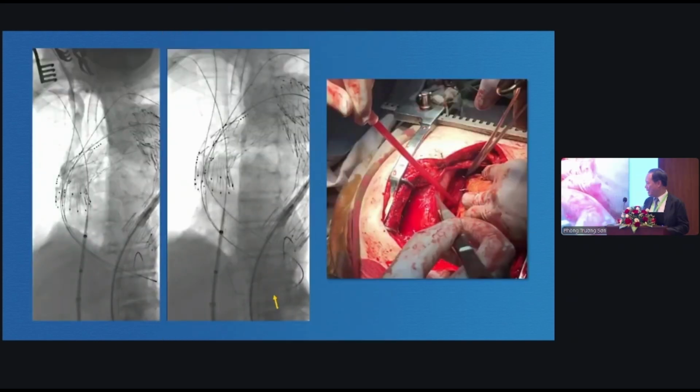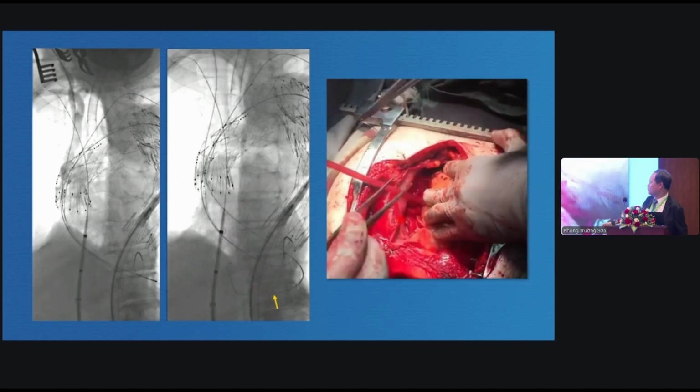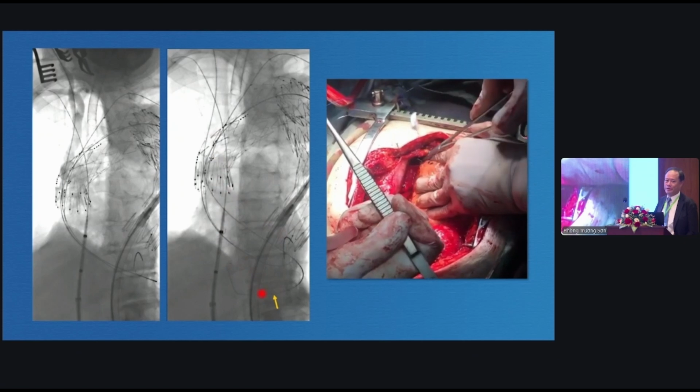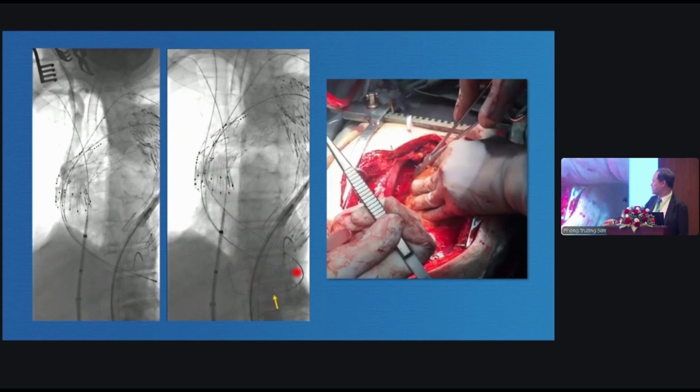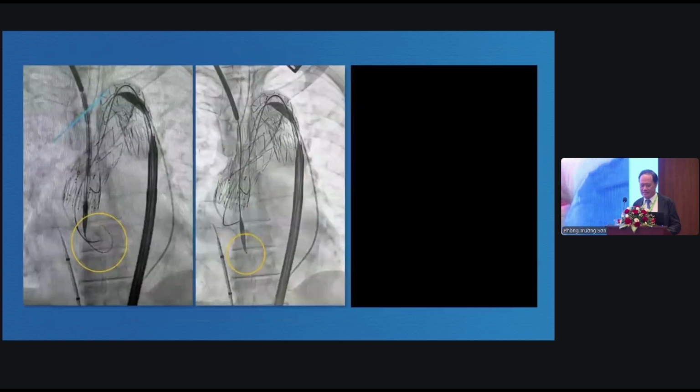So the wire through the ventricle, through the aortic valve, may not be a good idea. If someone is looking at it, you get a hole in the ventricle in this particular patient because you lose control of the stiff wire that has gone into the left ventricle. So I don't think that is a very good idea.